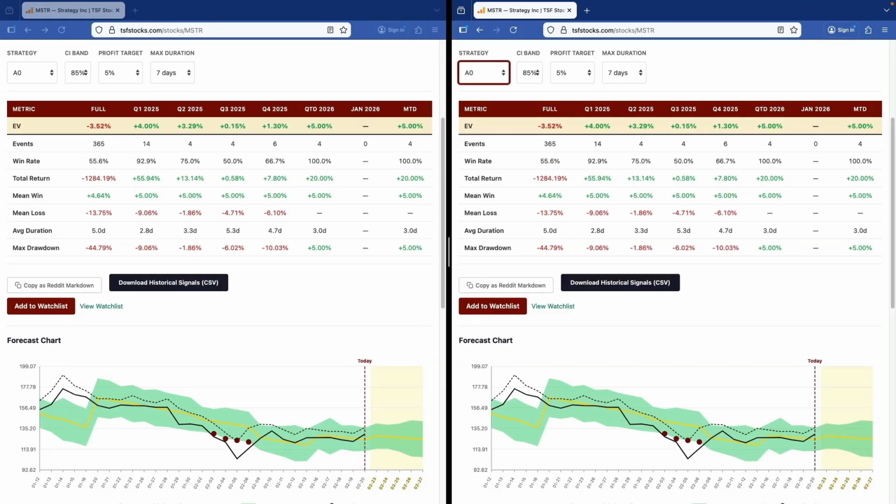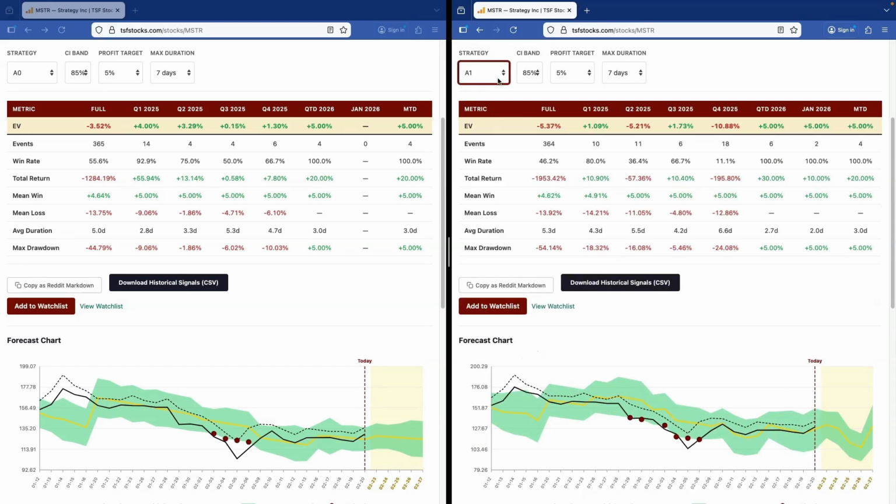I've got a side-by-side view open. When I switch to a different forecast model, notice how the map of normal changes. It's a completely different forecast shape with different entry prices. Now, the A1 strategy did much worse in the fourth quarter of 2025, but it's performing much better so far this year. Let's look at some other strategies.